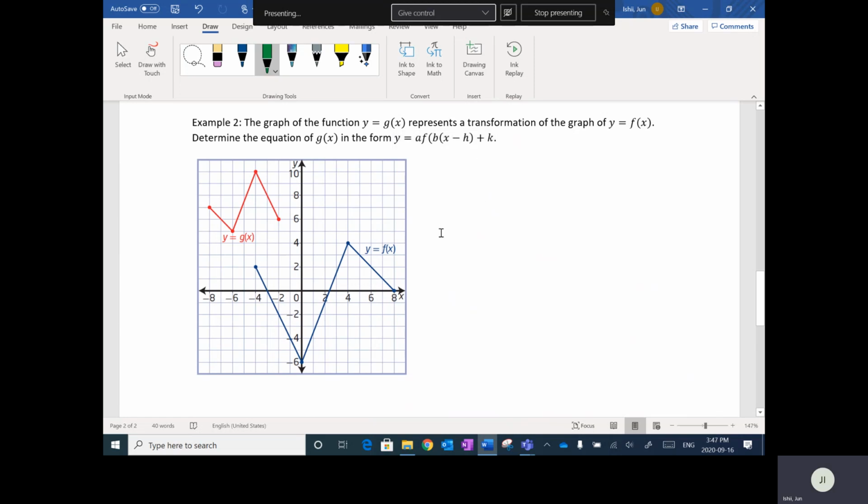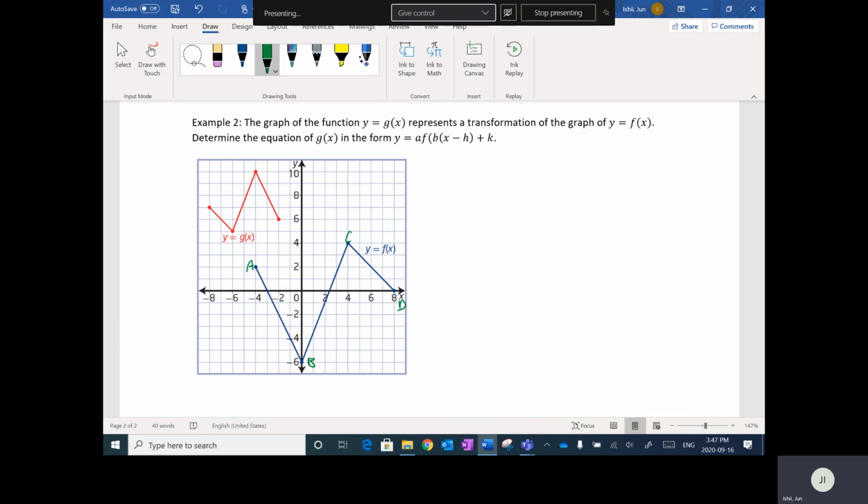So as your first step, you want to figure out which points on the original function correspond to points on the transformed function. To start off, I'm just going to label this one A, B, C, and D. Then on the g of x, the red function, we want to label the corresponding, or transformed, points. So where do these points go?